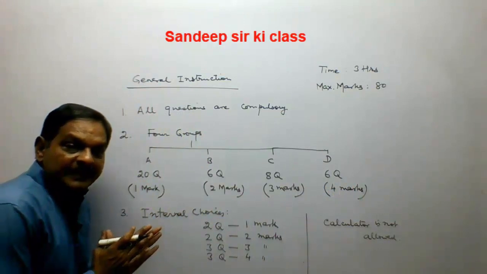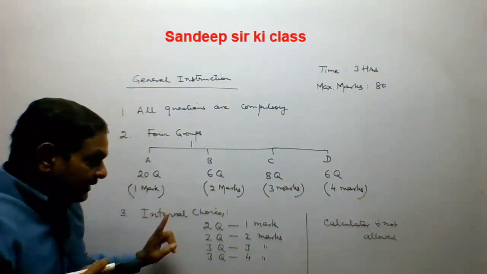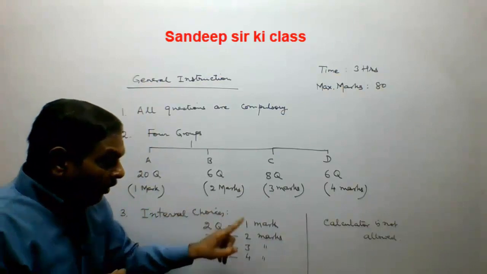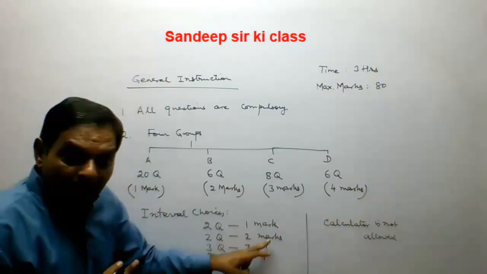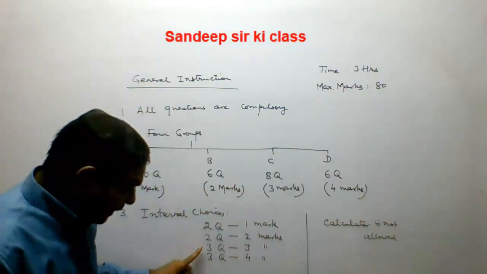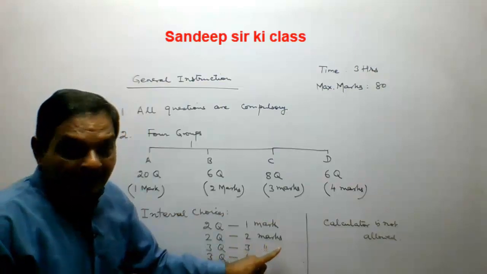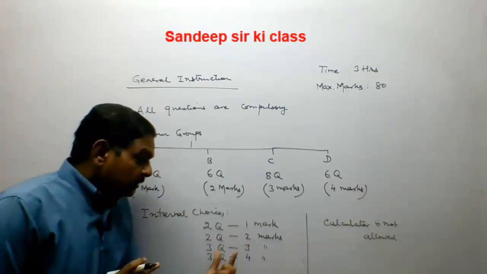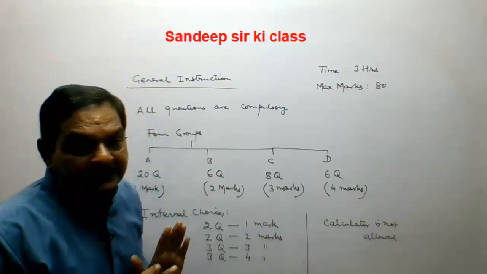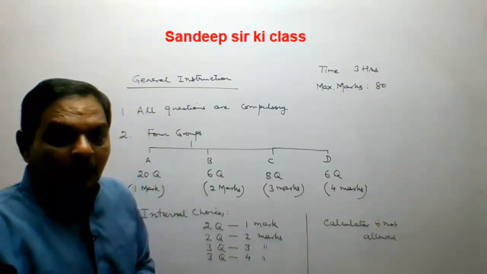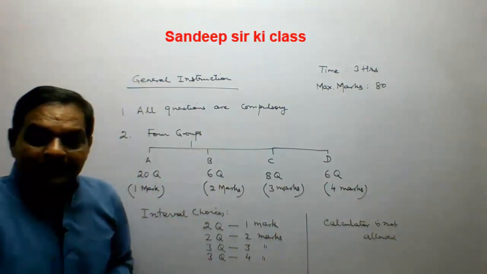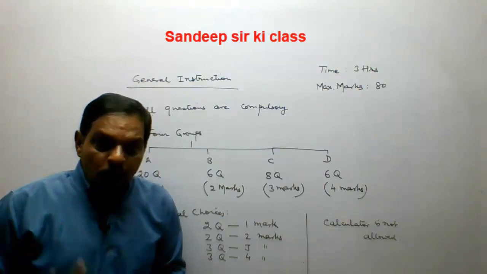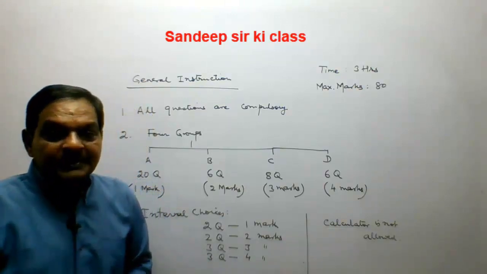Now internal choices will be there. Internal choices will be like this: 2 questions of 1 mark will have internal choice, 2 questions of 2 marks will have internal choice, 3 questions of 3 marks will have internal choice, and 3 questions of 4 marks will have internal choice. Calculator will not be permitted in the examination hall. These are the general instructions. Now let us see the solution of the sample paper which CBSE has uploaded.